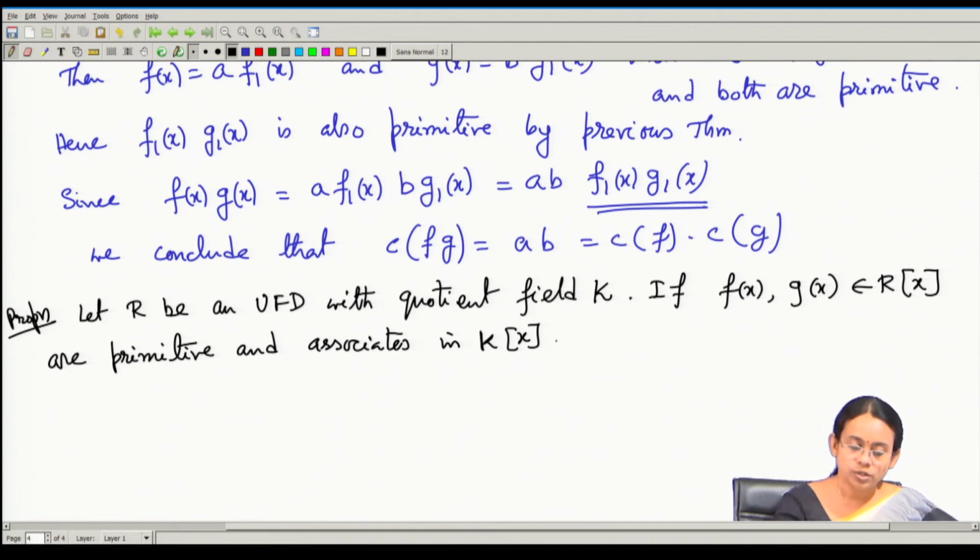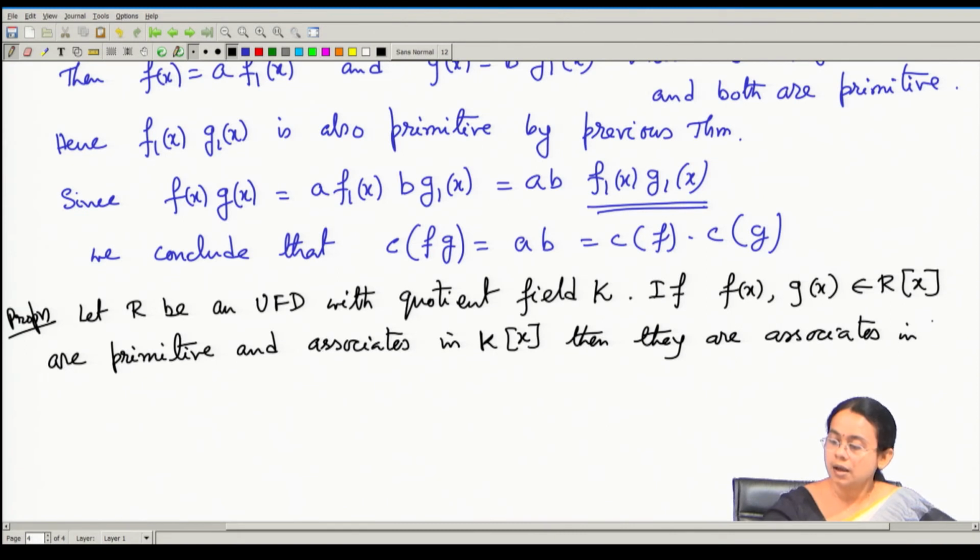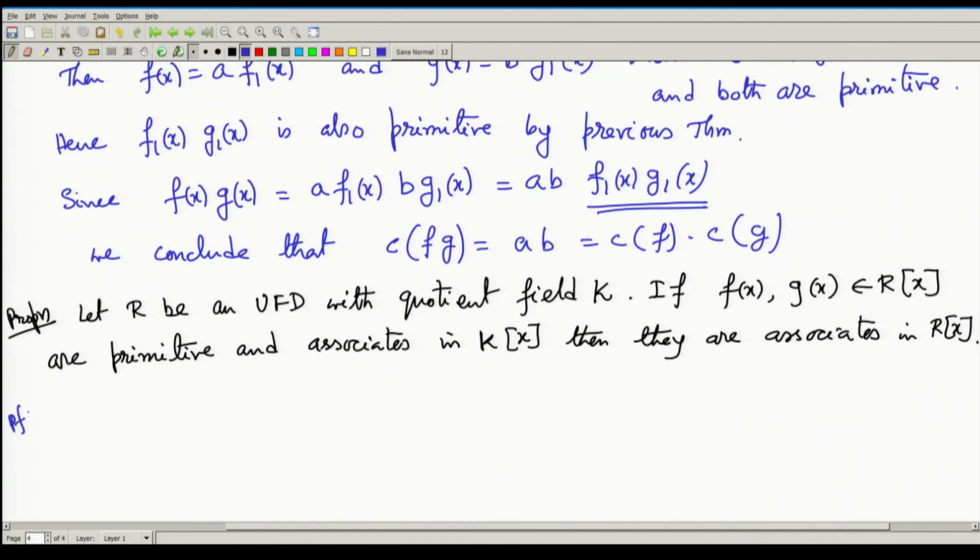So if they are associates in K[x], then they are associates in R[x]. So if two polynomials are associates in K[x], then we will show that they remain associates in R[x]. So let us go through the proof.